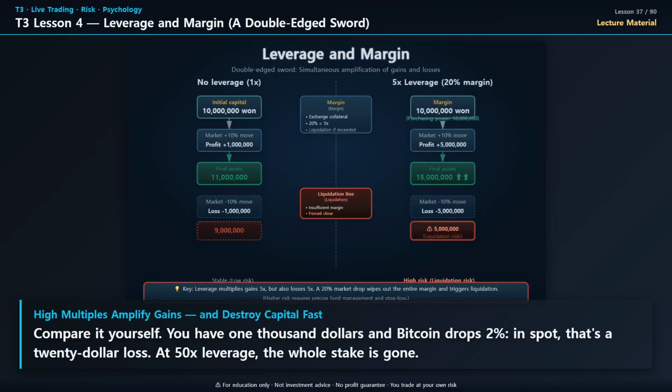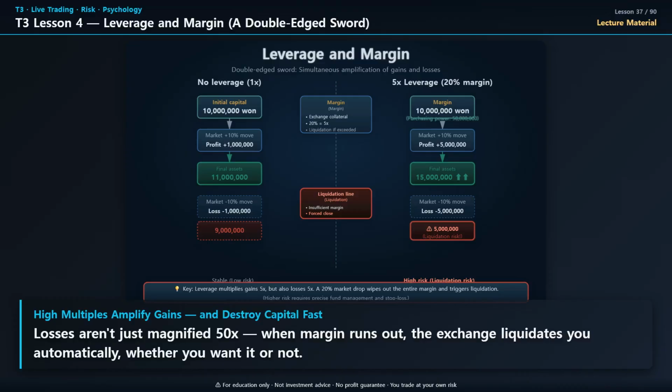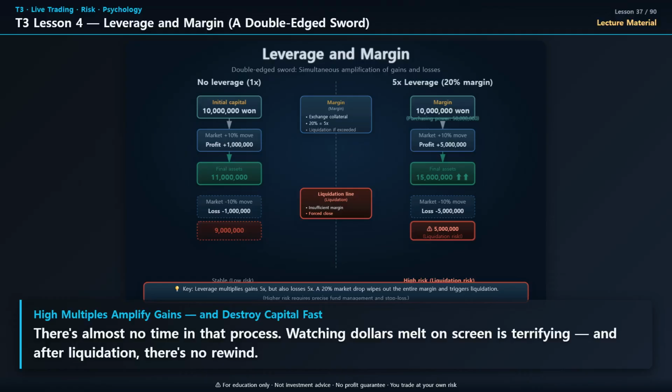Compare it yourself. You have $1,000 and Bitcoin drops 2%. In spot, that's a $20 loss. At 50x leverage, the whole stake is gone. Losses aren't just magnified 50x. When margin runs out, the exchange liquidates you automatically, whether you want it or not. There's almost no time in that process. Watching dollars melt on screen is terrifying, and after liquidation, there's no rewind.